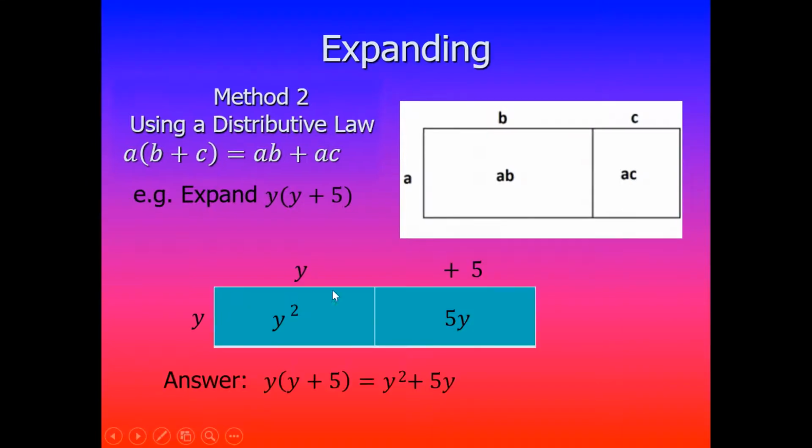so if I'm answering this question, I can draw a grid, and then y plus 5 is the length here, and then y is the height there, then y times y is y squared, and y times positive 5 is 5y, and then just putting those together, y into y plus 5 is equal to y squared plus 5y. So using the grids, you can clearly see the area of each section.